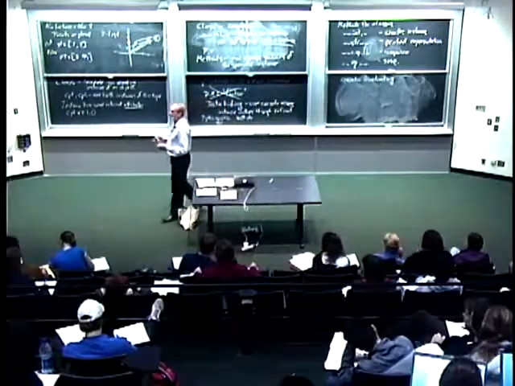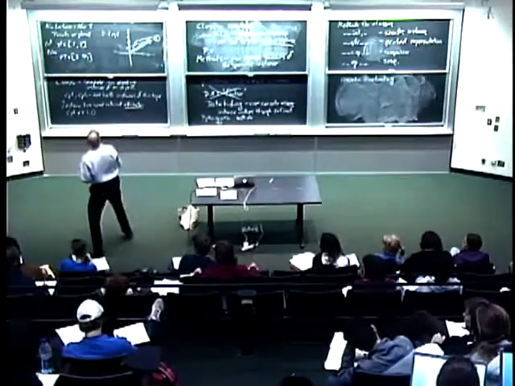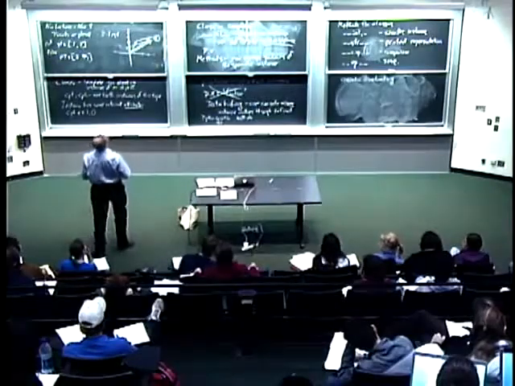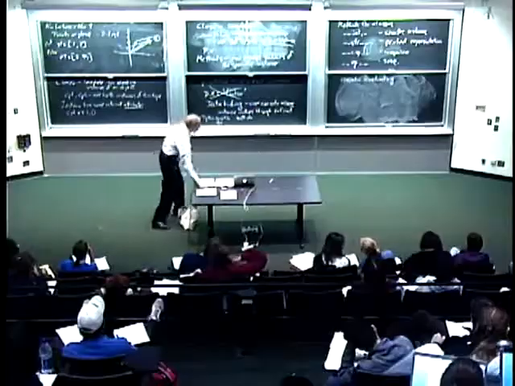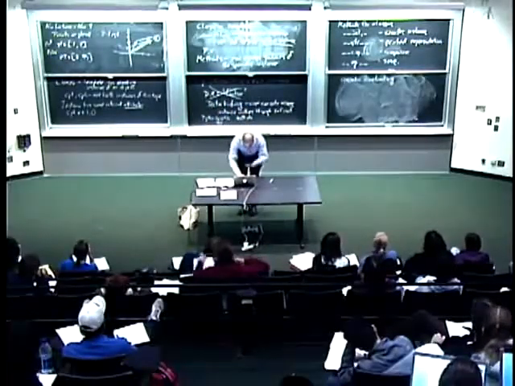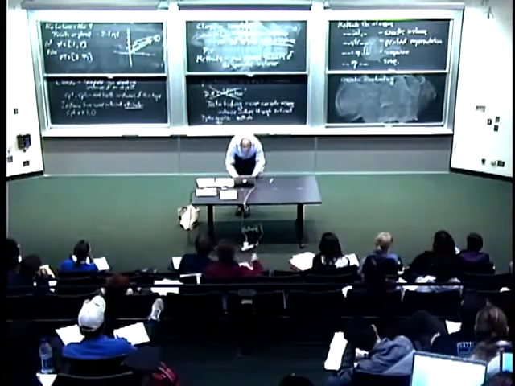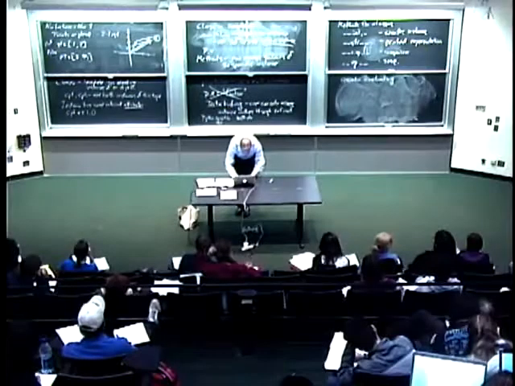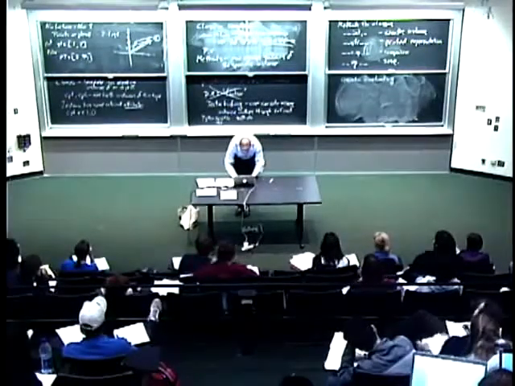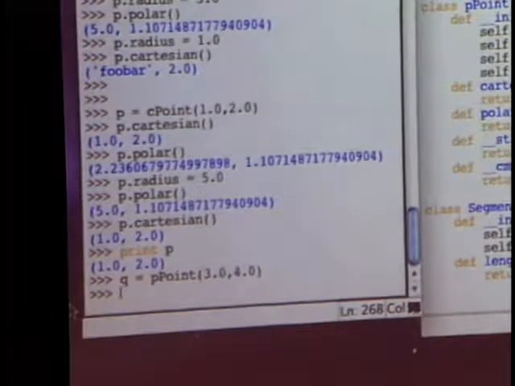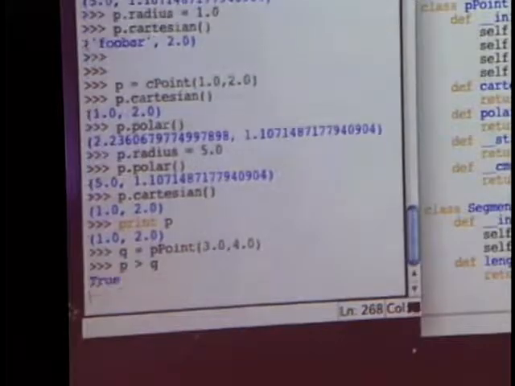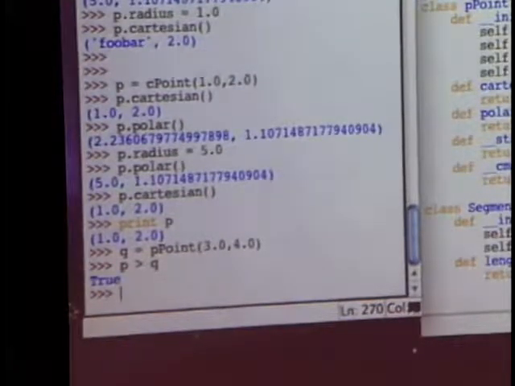Yes, ma'am? For your CMP, what is the other? Right, CMP other. So how would I call this? It's a good question. Here's the way I would call it. Let me create a polar point. I'm going to call it Q, and we'll give it some random values. Okay? And now I want to know, is P greater than Q? Now, it happens to return true here, but the question is, where does the other come from?